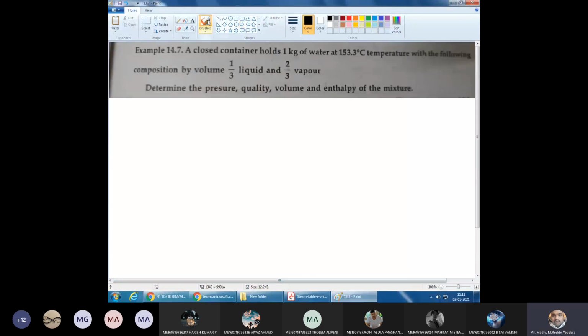Right, so go through the problem. A closed container holds 1 kg of water at 153.3 degrees centigrade with the following composition by volume: 1/3 of liquid and 2/3 of vapor. Determine the pressure, quality, volume, enthalpy of the mixture. Okay, right.